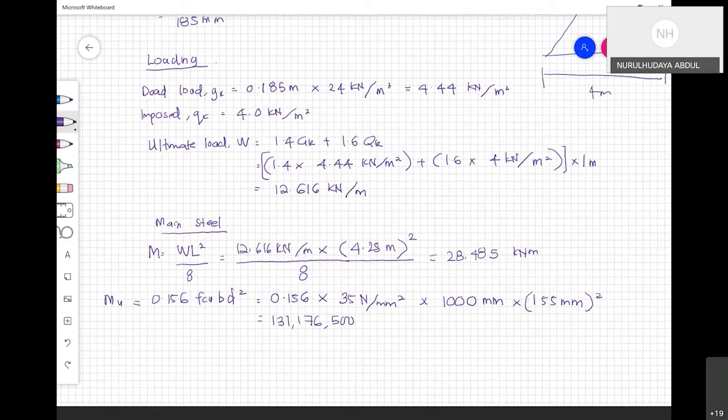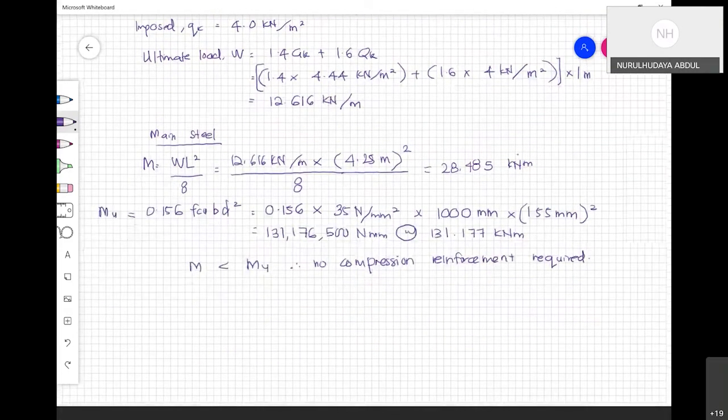Okay, so ini dalam Newton mm, I tukar dia jadi kilonewton meter. 131.177 kilonewton meter. Right. Okay, kita compare M dengan MU. Our M is less than MU. Okay. Jadi no compression reinforcement.